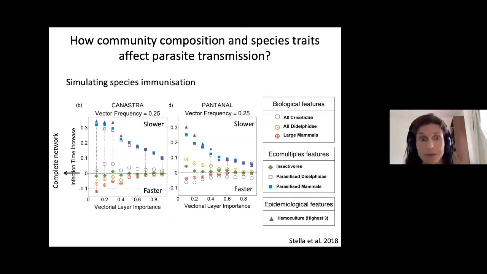This is some of the results. Each point in this graph represents the increase in infection time when we compare to the baseline scenario, that is, the 0, the complete network. And the x-axis shows the scenarios with different probabilities of vectorial transmission, that is, the PV.